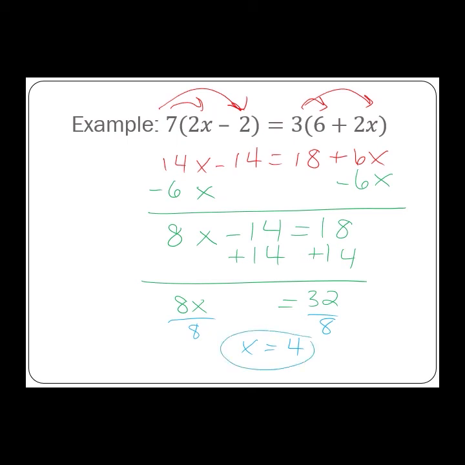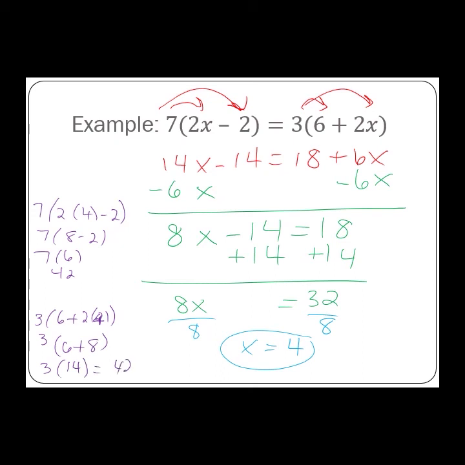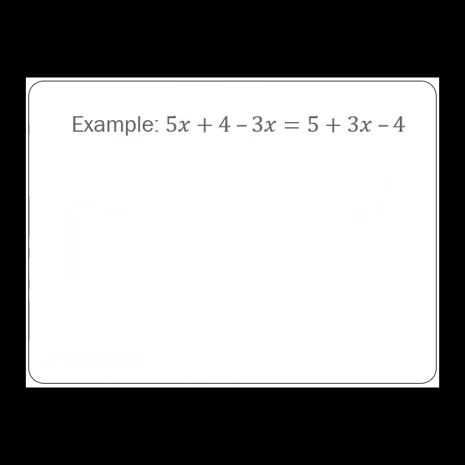So then we're going to check if our solution works. So we have 7 times 2 times 4 minus 2, 7 times 6, which is 42, that's what we get on the left. 3 times 6 plus 2 times 2 times 4, 3 times 6 plus 8, 3 times 14, and that's 42. Since we got 42 for both, it's the correct answer.